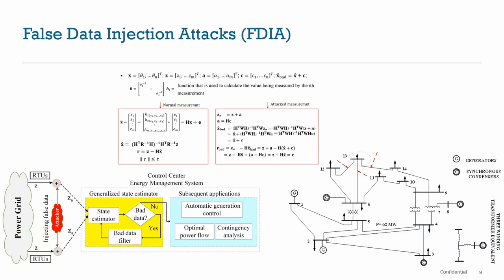The other important point is that I don't need to change all measurements to change the system state. Imagine this IEEE 14 bus system. As an attacker, I want to change the system state of bus 13. I don't need to change all measurements. I just need to find the dependent measurements, these three lines, dependent on that bus, and change those measurements. So a question: how can the attacker notice the dependent measurements by this H matrix?